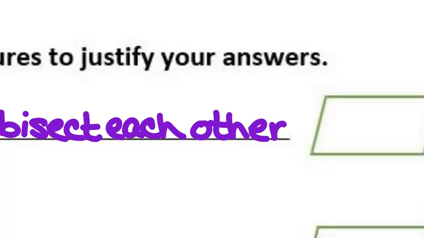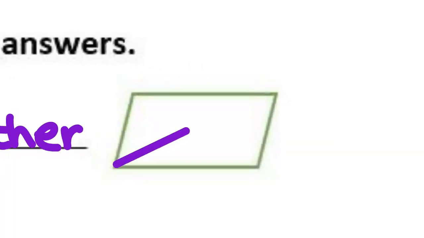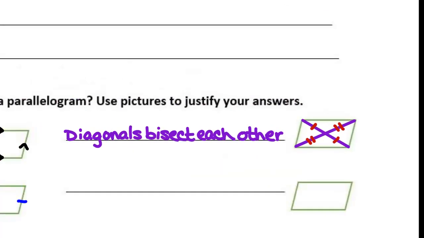So I have to draw in my diagonals in the picture. Lower left connects to upper right. Upper left connects to lower right. And I would have to know that they are bisecting each other, so I would have to see some congruence marks.